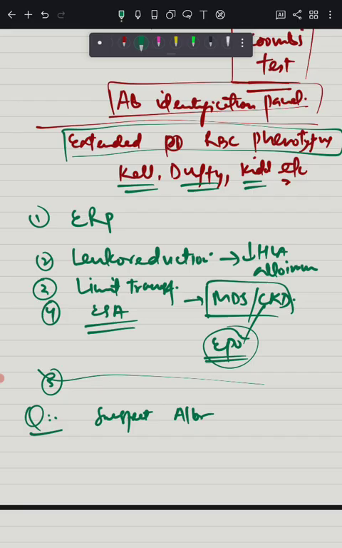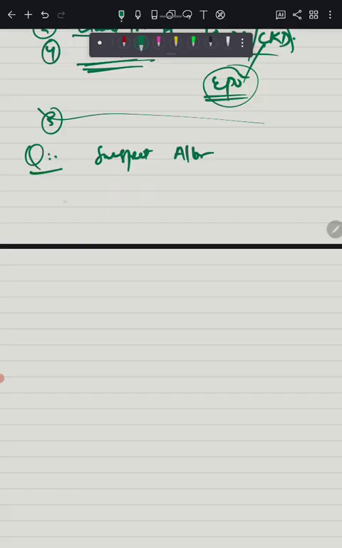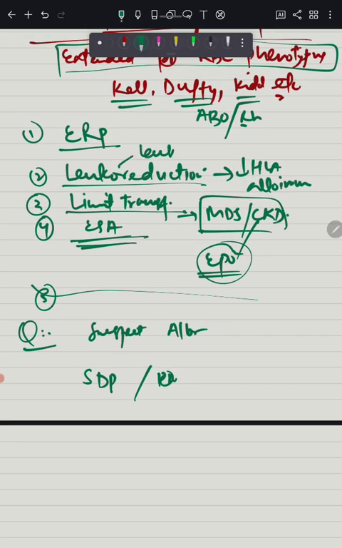So the strategies were extended RBC phenotyping, leukoreduction, limiting transfusions, and giving erythropoiesis stimulating agents. In extended RBC phenotyping, you detect Kidd, Duffy and Kell antigens also, apart from the usual ABO or rhesus antigens. Another step to reduce alloimmunization is you give SDPs, not random donor platelets that you usually do. So leukoreduction or leukodepletion has a role here.